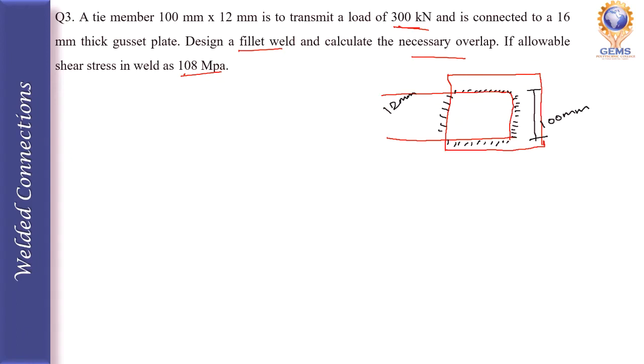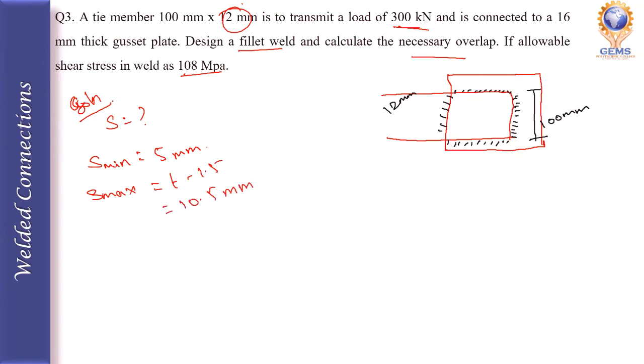So in the given data, the solution: first we have to find the size. How can we find the size? Same as before. What is the S minimum? The thickness is 12 mm, which lies between 10 and 20, so the minimum value will be 5 mm. What is the maximum, S max? Whether it is a round edge or a square edge, it is a square edge, so T minus 1.5, that is 10.5 mm. So we have to adopt a size between 5 and 10.5 mm.